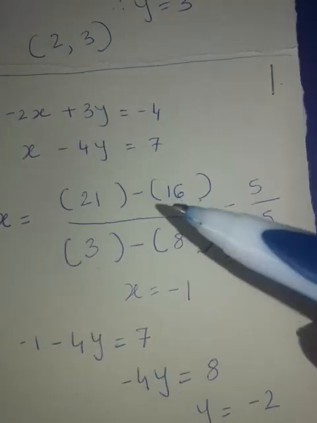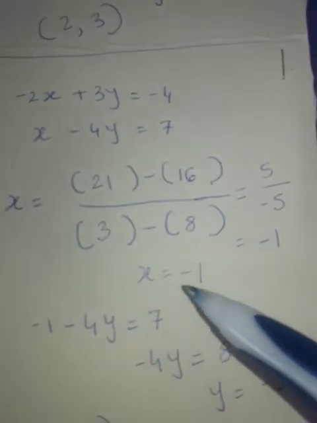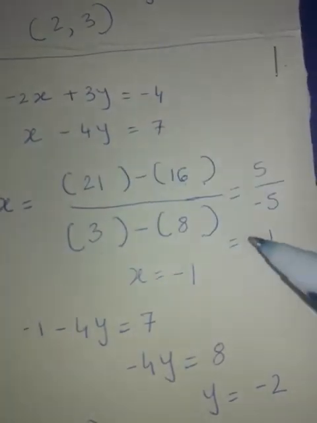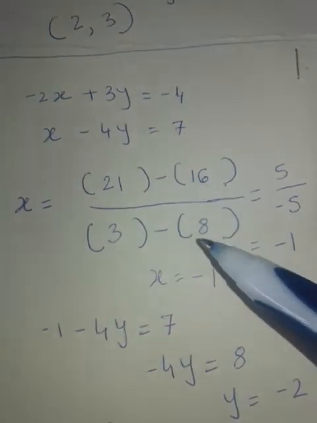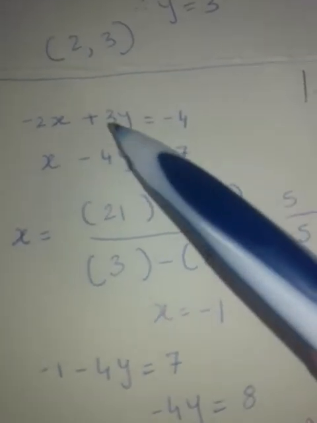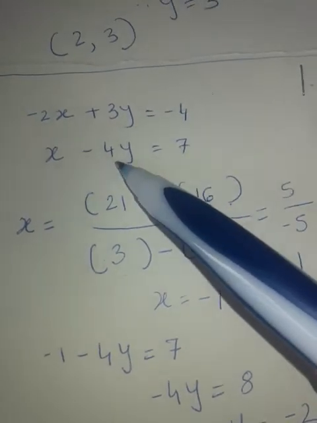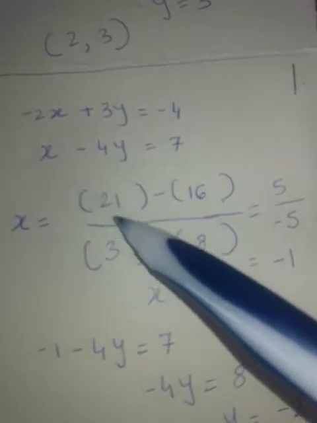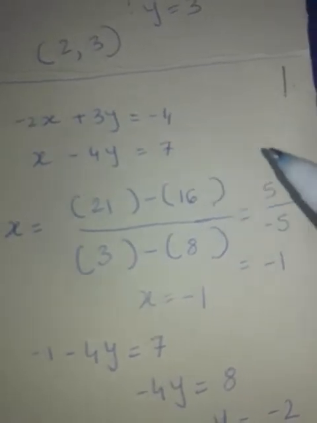Now you can save more time when you avoid writing all this. You can do this calculation also orally. You just need the numerator and the denominator. So instead of making this drawing, you can do this orally. 3 into 7 is 21. Minus 4 into minus 4 is 16. You need their difference, right? Minus means difference. 21 and 16, difference is 5.